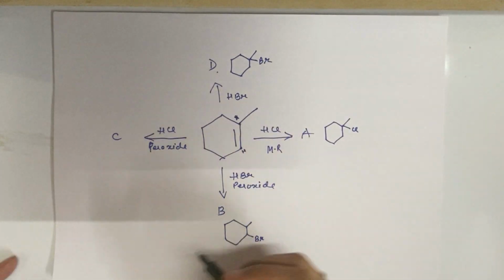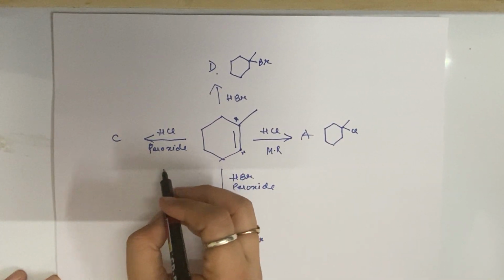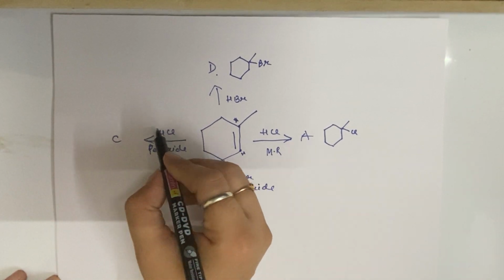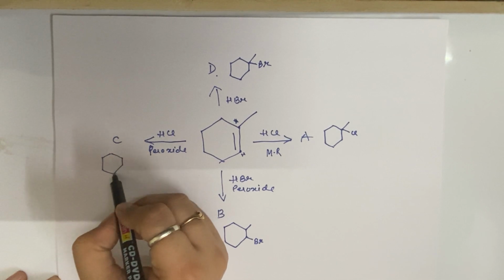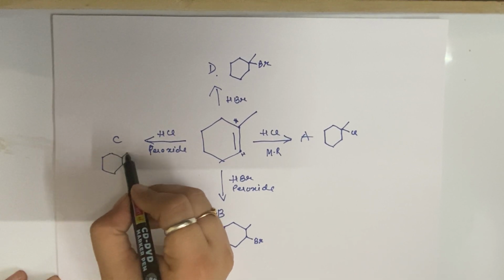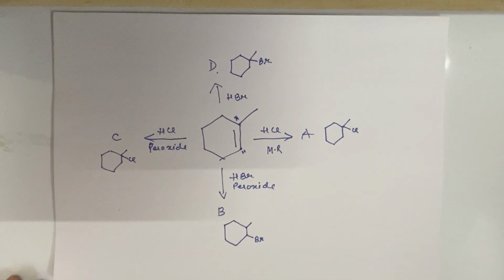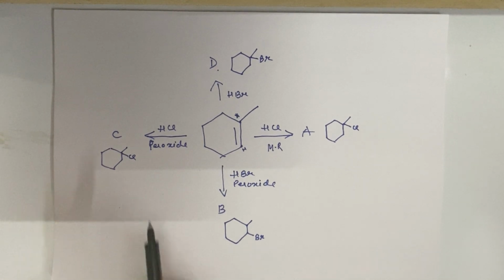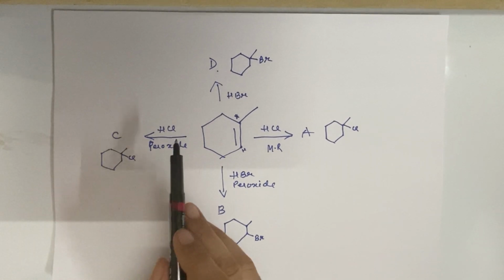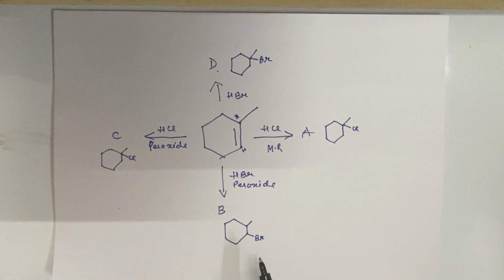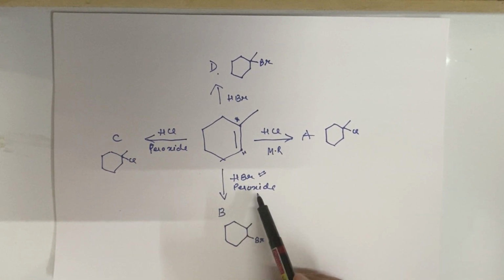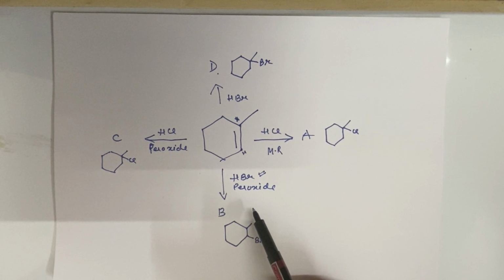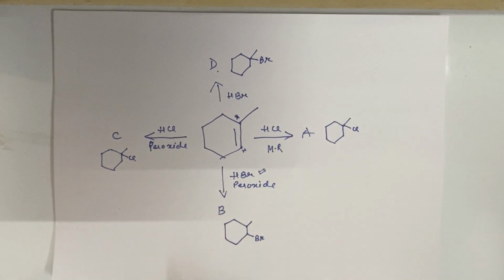And in this compound peroxide is mentioned, but it is HCl, and that is why it will show you this compound. Yes, so these are your answers. It will not follow anti-Markovnikov's rule because anti-Markovnikov's rule is only for HBr. Whenever HBr is mentioned with peroxide, only in that case will anti-Markovnikov's rule be followed. Okay, now we can go for our next topic.